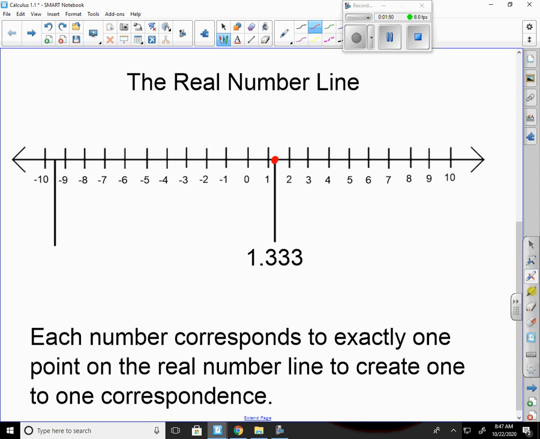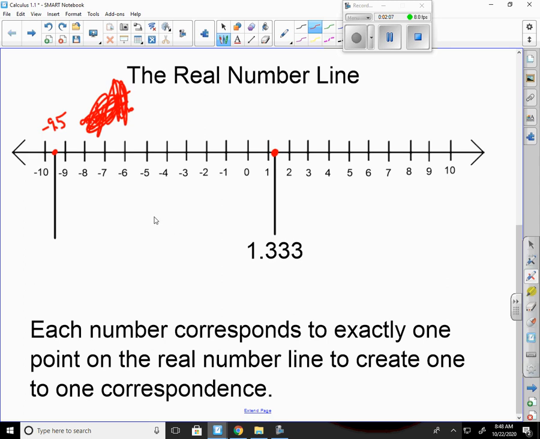This back here would be like negative 9.5. It's not negative 9.5 and negative 9.6. That can't happen. It's only 1 point. It's only one number. That's all it means when it says one-to-one correspondence. Each number has exactly 1 point that it falls on, and that's it.